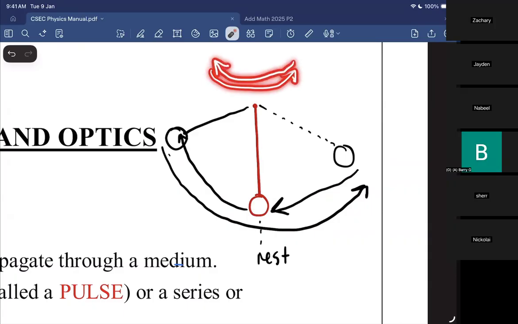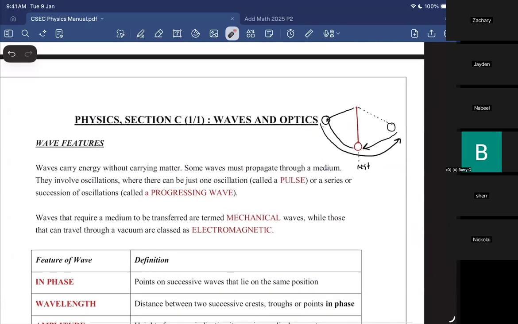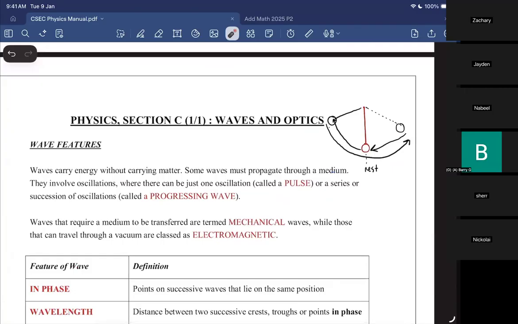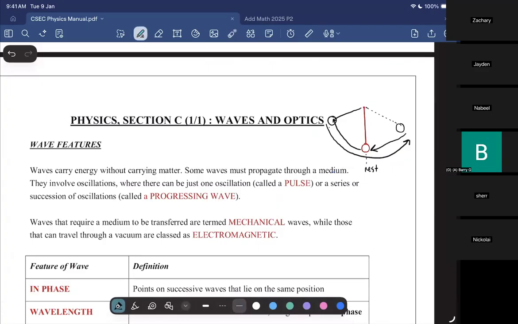That's what oscillation is. Basically, you're taking something and moving it away from the rest position, and then it returns back to the exact same position. So it's a whole cycle. Now, if you have one oscillation, you'd call that a pulse. If you have a series of oscillations, you call that a progressing wave.